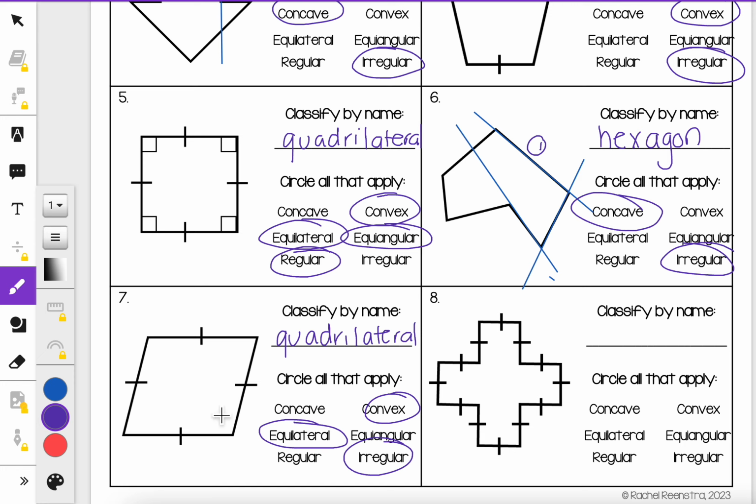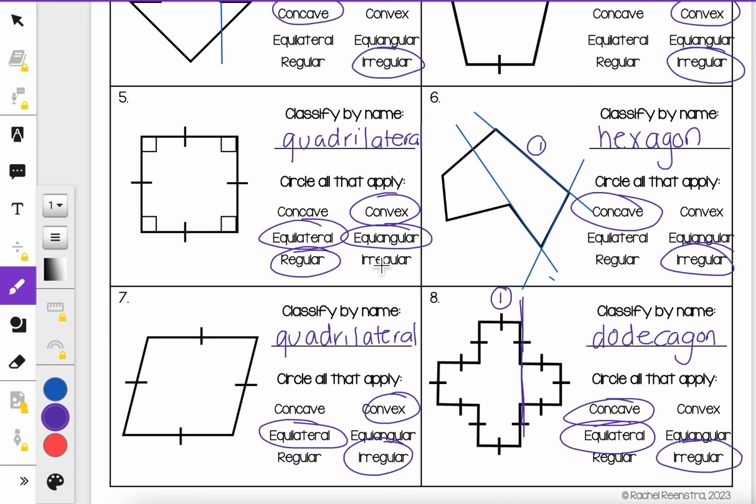Okay. And finally for number 8, if I start counting up here, I have 1, 2, 3, 4, 5, 6, 7, 8, 9, 10, 11, 12 sides. So this is going to be a dodecagon. This is going to be concave. This one's easy to see that if I extend those sides, they are going to go inside that polygon. I know this is equilateral. I don't have any indication that this is equiangular, so this is going to be an irregular polygon.